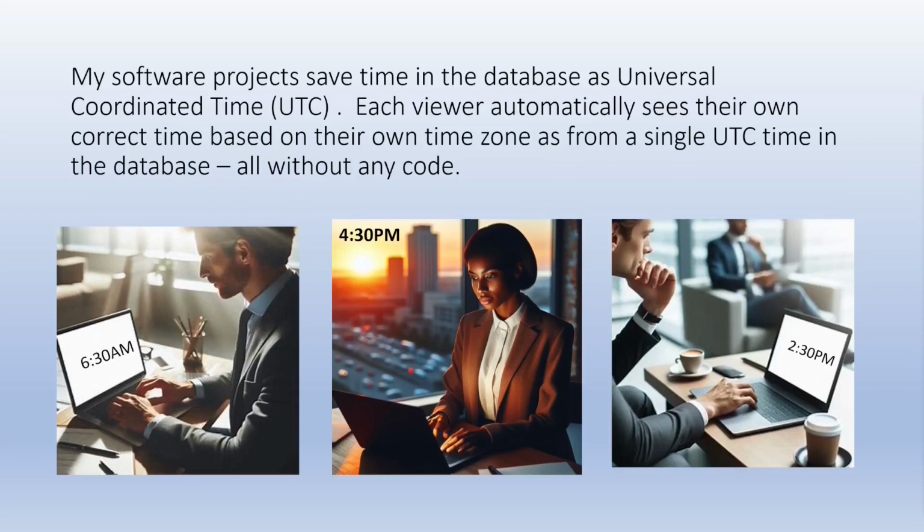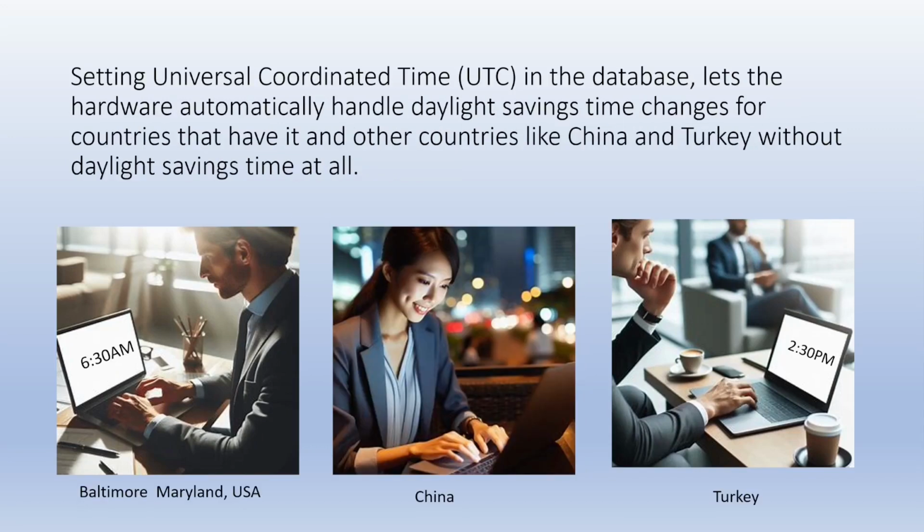My software projects save time in the database's Universal Coordinated Time. Each viewer automatically sees their own correct time based on their own time zone, from a single UTC time in the database, all without any code. Setting Universal Coordinated Time, UTC, in the database lets the hardware automatically handle daylight savings time changes for countries that have it, and other countries like China and Turkey without daylight savings time at all.